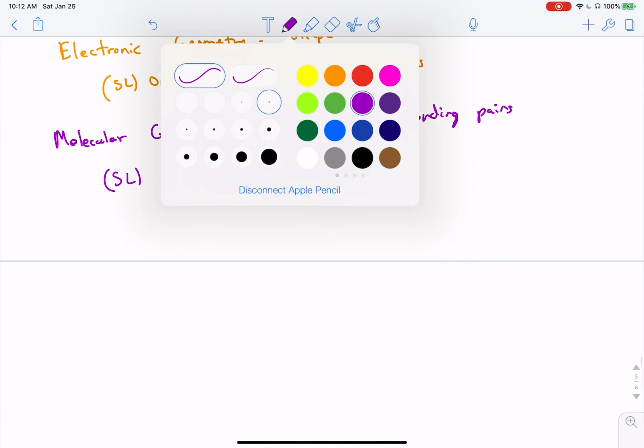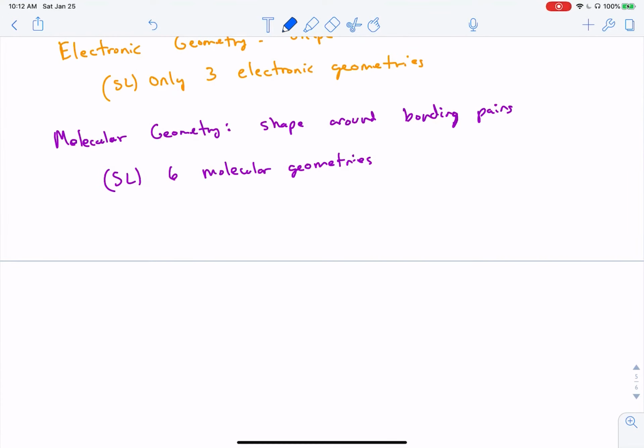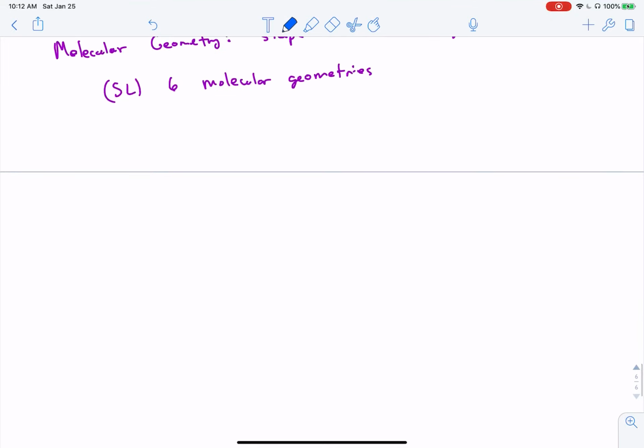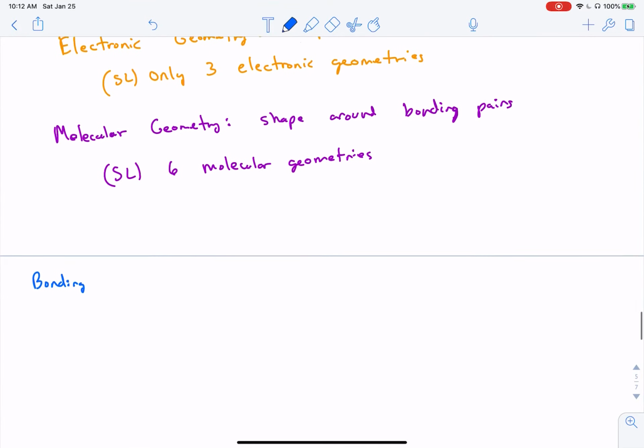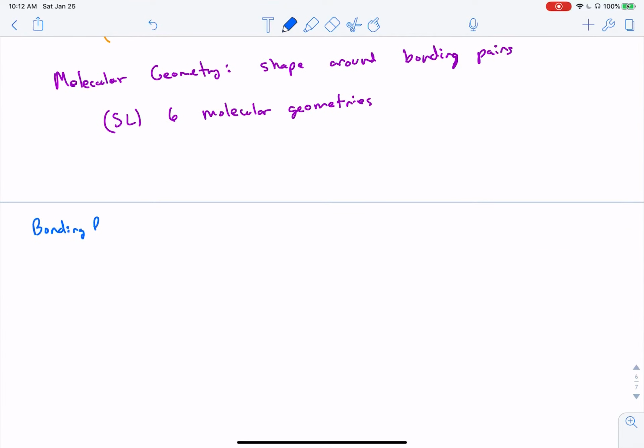Here's how you do it. What you care about here, the way I do it, is this. You have bonding pairs and lone pairs, and then charge centers, which is the sum of those. And then that leads us to our shape.